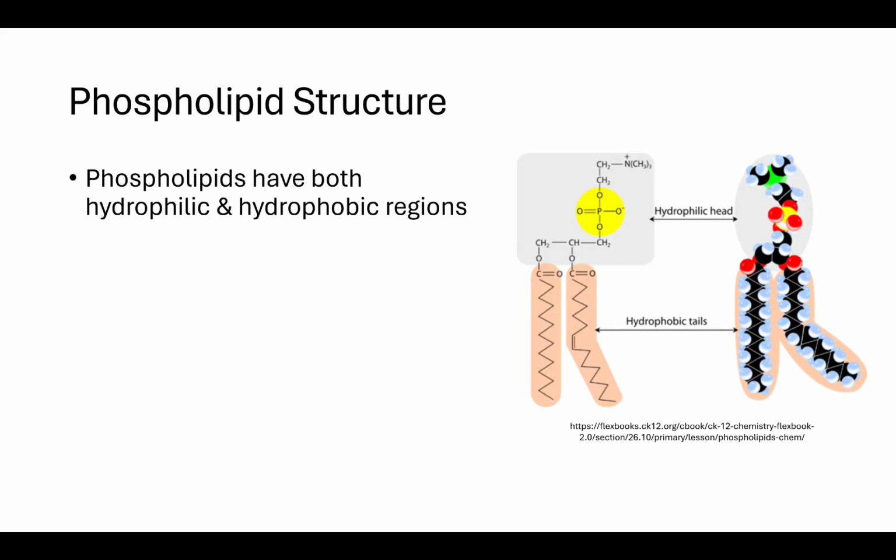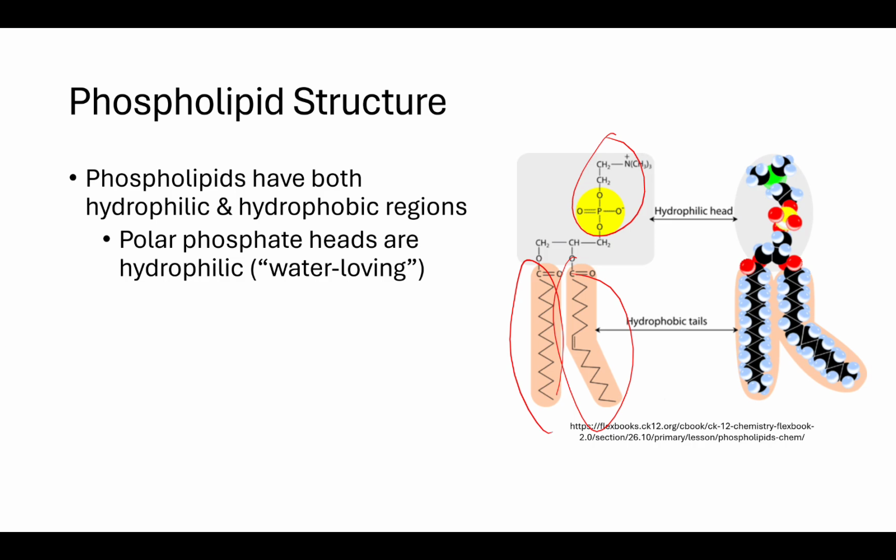The biggest area by far, the most important molecule in the cell membrane, is a phospholipid. A phospholipid has two fatty acid chains and then a phosphate group attached to a glycerol. So it's got some similarities to the structure of triglycerides, which we've talked about in our lesson on lipids. Phospholipids are very special because they have both hydrophilic and hydrophobic regions.